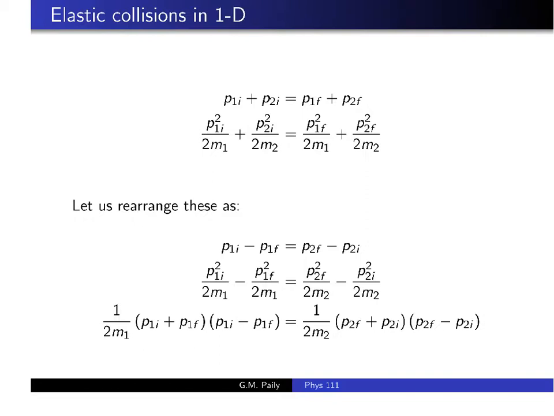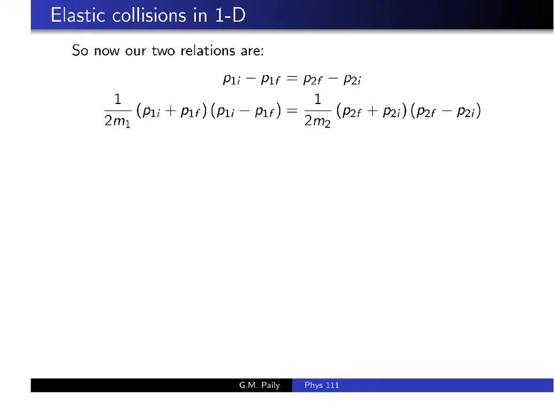Notice, however, the one difference. On this side, we have initial squared minus final squared. On this side, we have final squared minus initial squared. So that's the equation we have. And so this was the equation we got from momentum conservation, and this is the equation that we got from kinetic energy conservation.